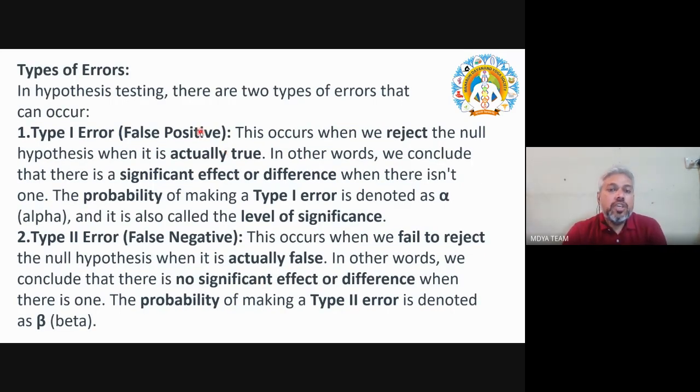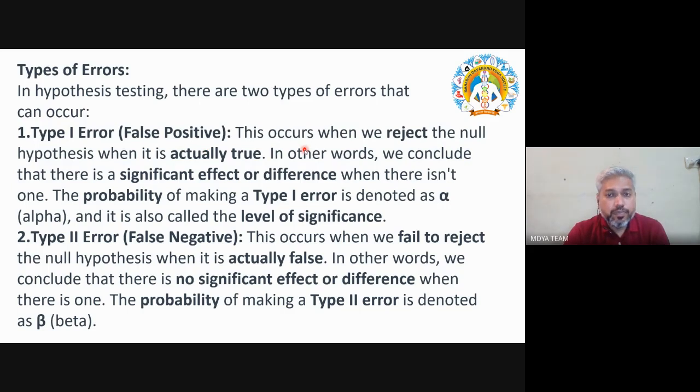So when we use statistical methods on a hypothesis in hypothesis testing, we receive an outcome. There are two types of errors that occur. First is the type 1 error.